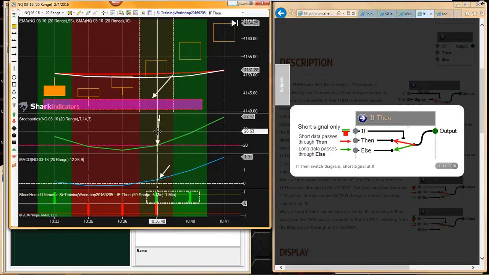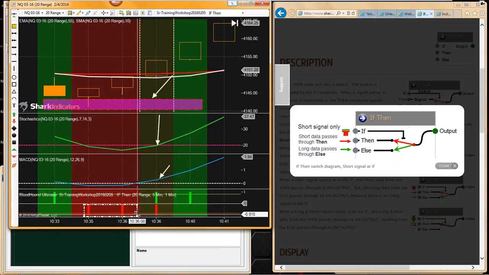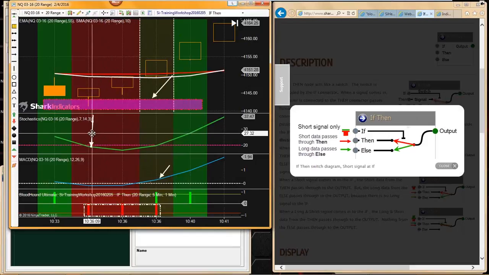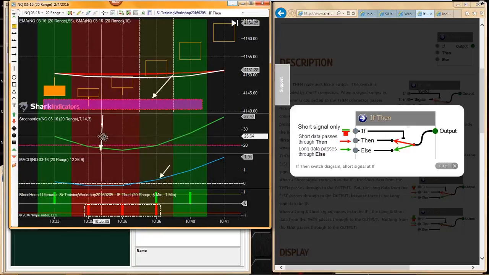So those three short signals there are coming from the stochastic, because the stochastic is oversold. Right? So if we look at the graphics again, short signals from the stochastic pass through the then to the output.